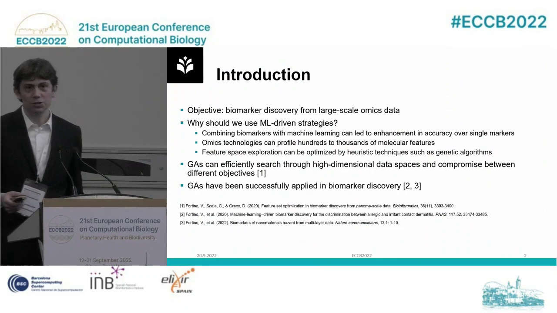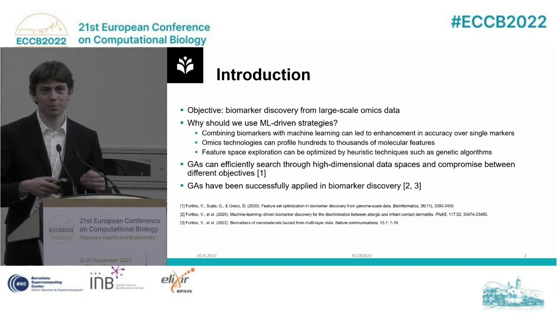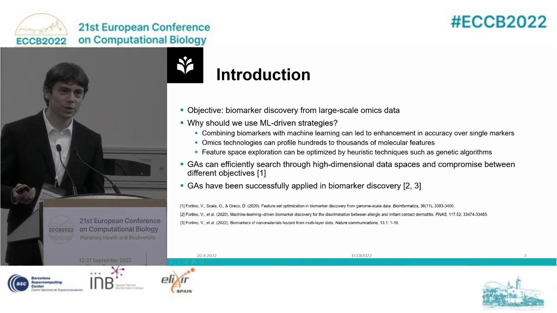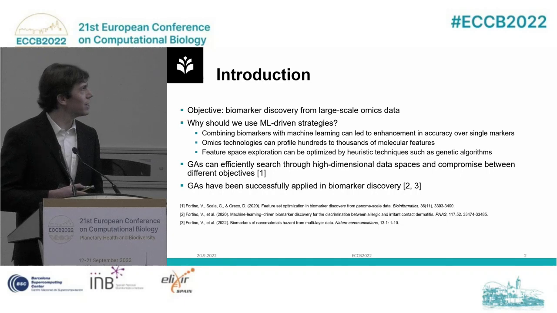So we are doing biomarker discovery by using machine learning, because we want to be able to use more than one feature together. By using more than one feature, we can have more information and do better prediction than by using just one feature, and because we want to be able to train models and to evaluate their performance on the prediction that we want to test.